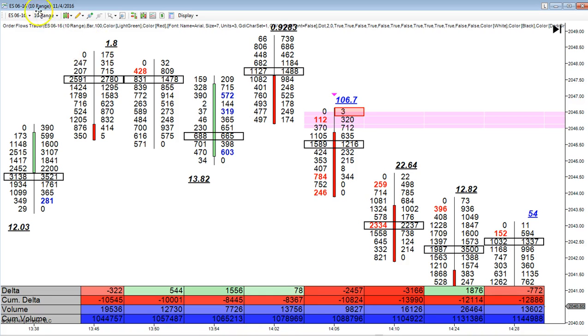Again, what is this? This is an E-mini 10 range chart. And you can see it's just sort of humming along: minus 300, positive 500, positive 1500, 78, wham, minus 2400, minus 3000. You're seeing in these two bars the aggressive selling really take over. I mean, this one's kind of aggressive too. It's strong. 1500, 1556 is a strong number.